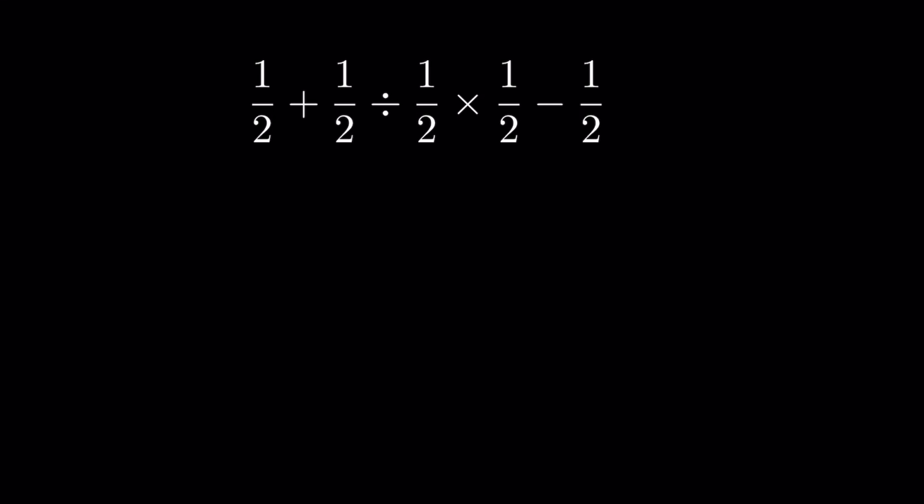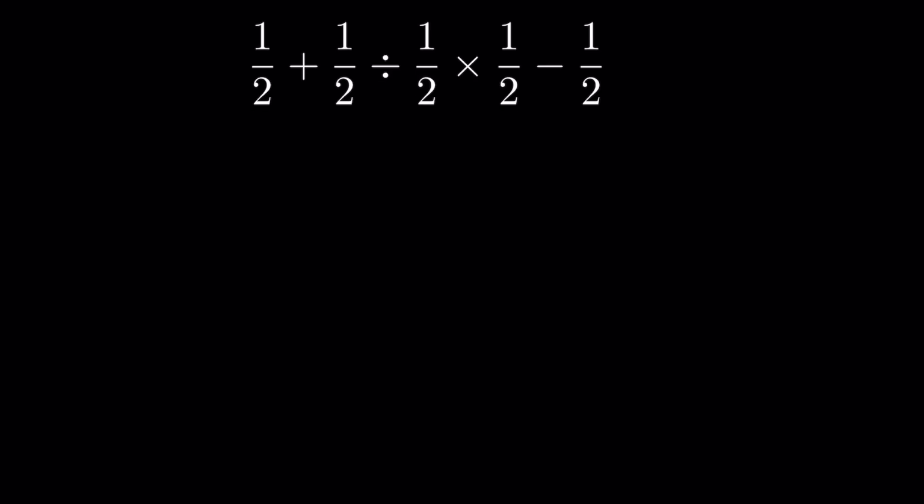1/2 + 1/2 ÷ 1/2 × 1/2 − 1/2. How do you solve this? We can see here there are different operations: addition, division, multiplication and subtraction. When there are this many operations, we have to follow a certain order of operations.